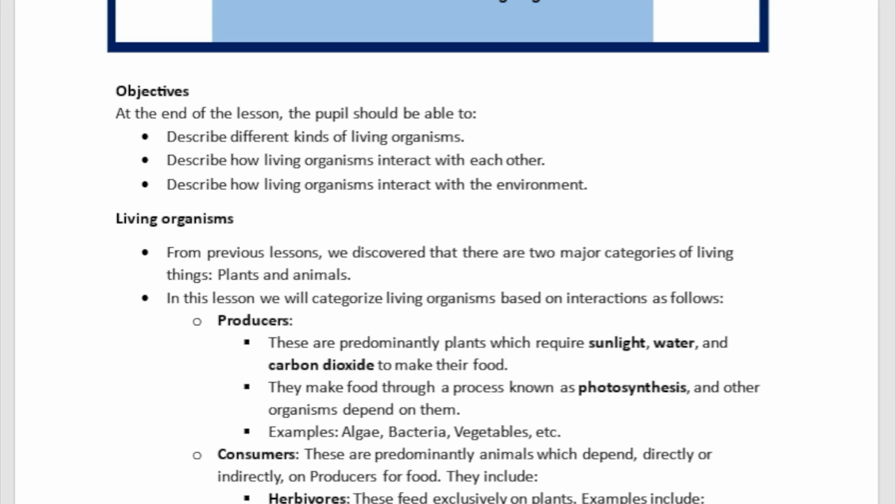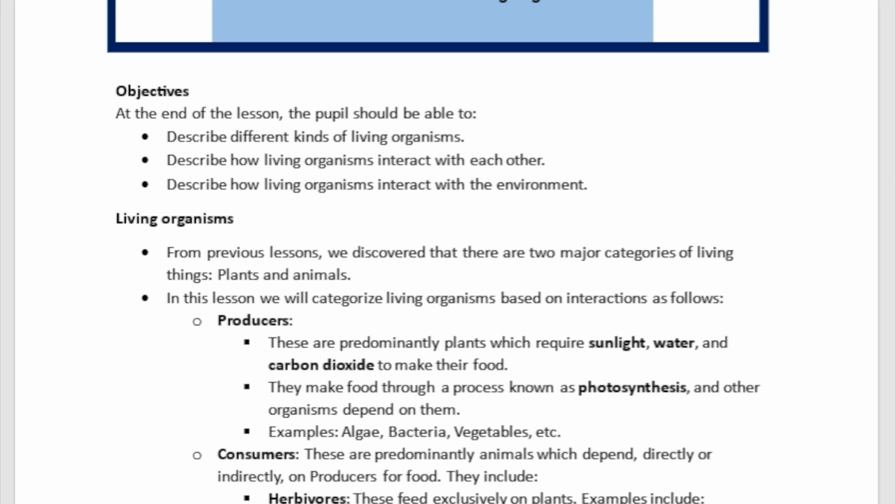And then there is another category of living organisms that we call detritivores. These are organisms that eat dead plants and animals, such as vultures. So those are detritivores.